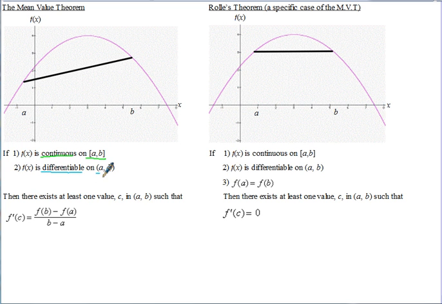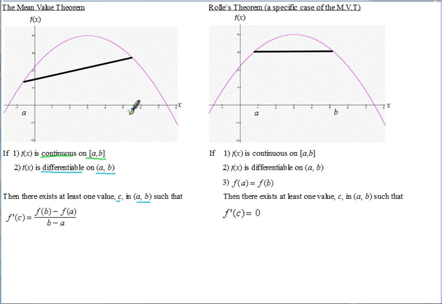So the derivative exists on the open interval from a to b, meaning it doesn't have to include the endpoints. Then there exists at least one value c in the interval a to b, such that f prime of c equals f of b minus f of a over b minus a. Okay, so let's see what this is telling us here.